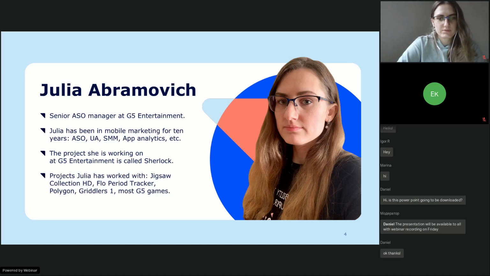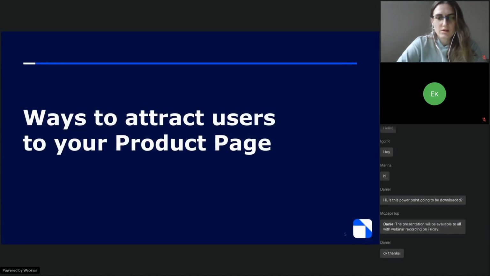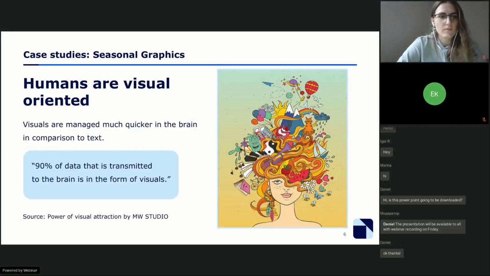So let's move to my presentation. So today I'm going to talk about ways to attract new users to the app's product page on stores. As visual optimization is a crucial part of conversion optimization flow, each ASO manager should use all possible ways to attract potential users. As we all know, people are visual oriented, and the visuals are processed much quicker in the brain in comparison to the textual information. So according to research, 90% of data that is transmitted to our brain is in the form of visuals.